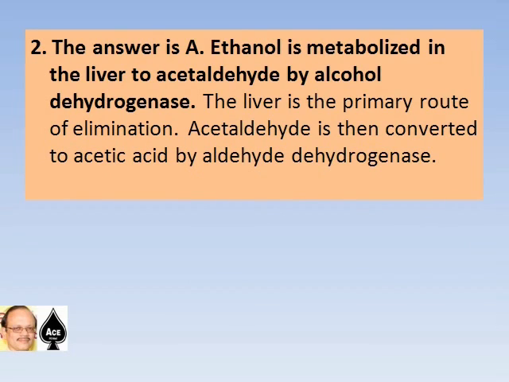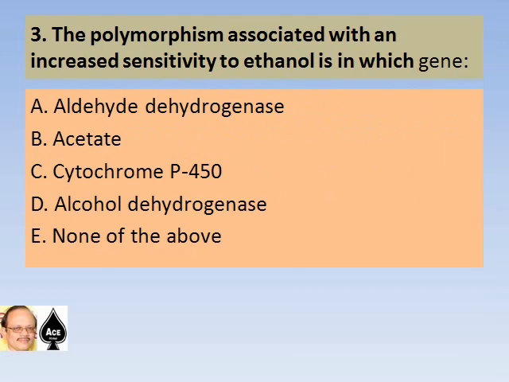The answer is A. Ethanol is metabolized in the liver to acetaldehyde by alcohol dehydrogenase. The liver is the primary route of elimination. Acetaldehyde is then converted to acetic acid by aldehyde dehydrogenase.